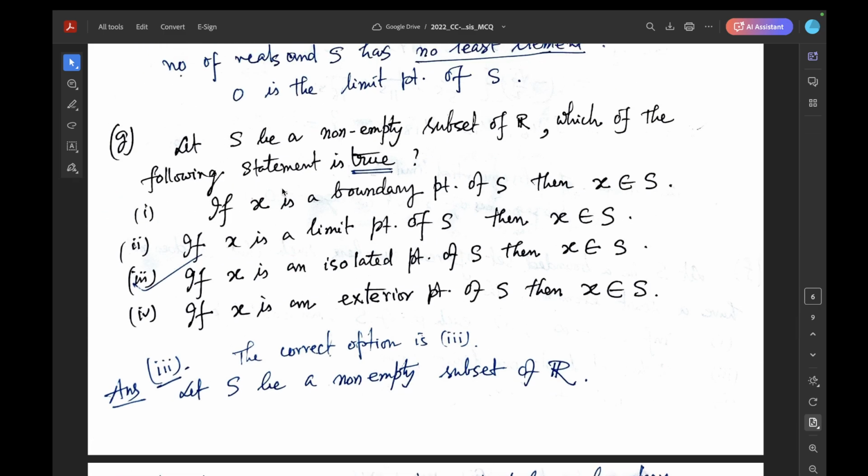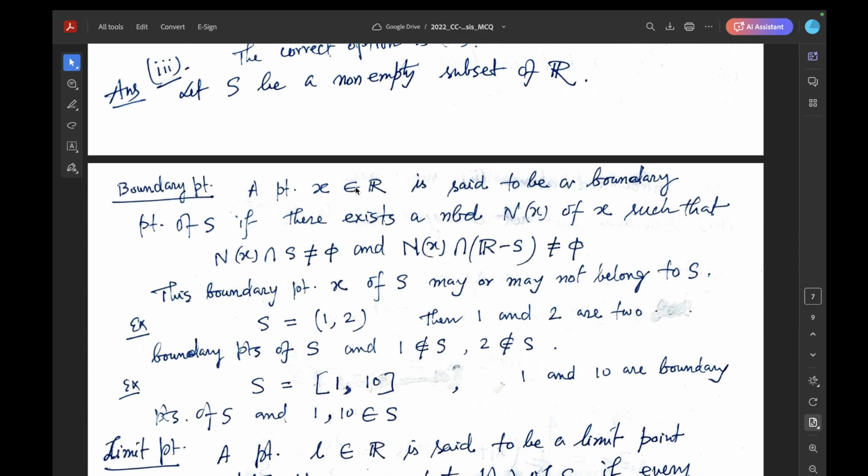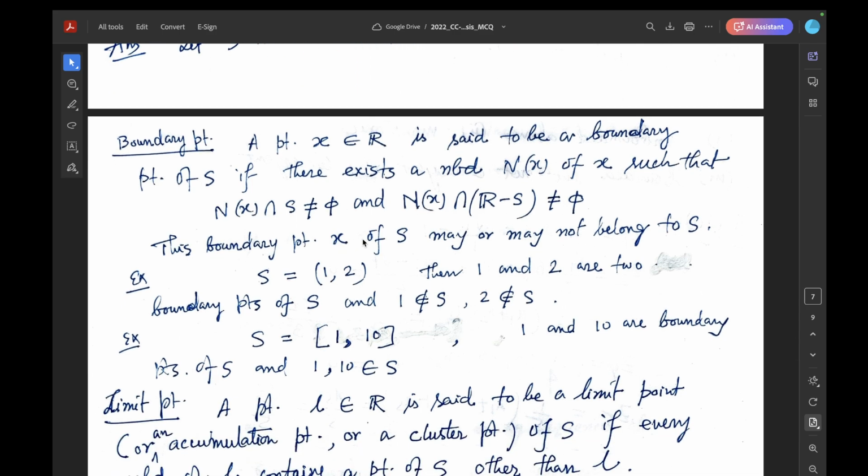Now, the first option: if x is a boundary point of S, then x belongs to S. Now, what is a boundary point? A point x belonging to R is said to be a boundary point of S if there exists a neighborhood Nx of x such that Nx intersection S is not equal to phi and Nx intersection R minus S is not equal to phi. And this boundary point x of S may or may not belong to S.